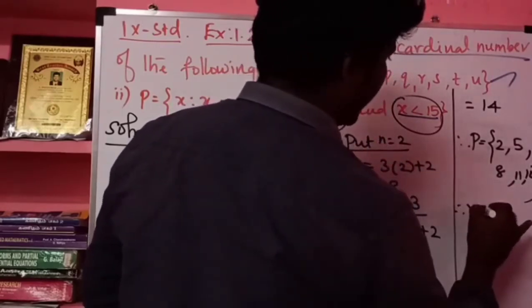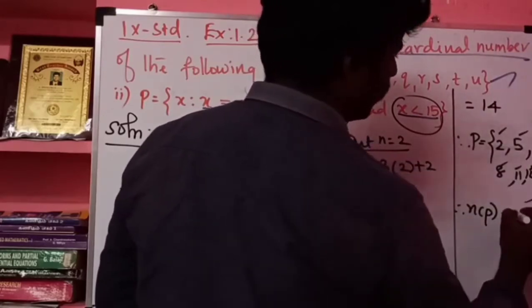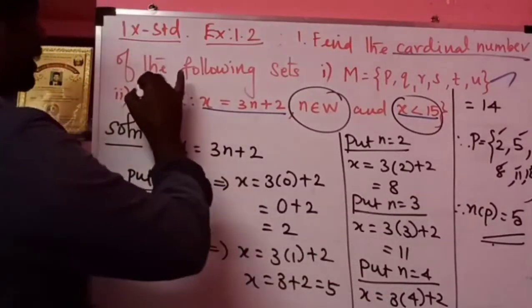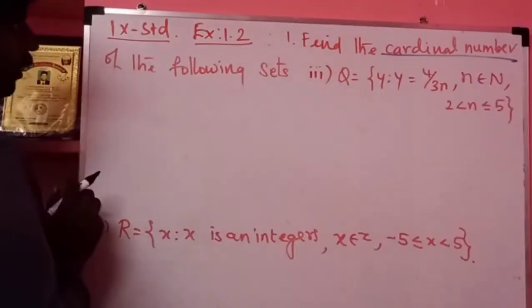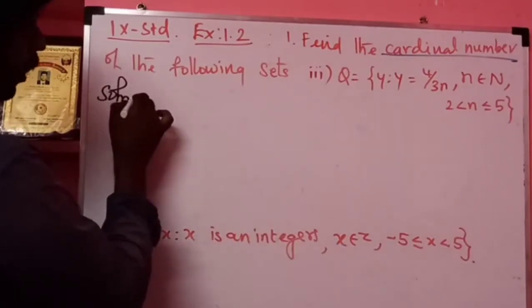So totally n(P) is equal to how many? 1, 2, 3, 4, 5. n(P) is equal to 5. This is the answer for the second one. Now see the third one, right? So what is the third one here?